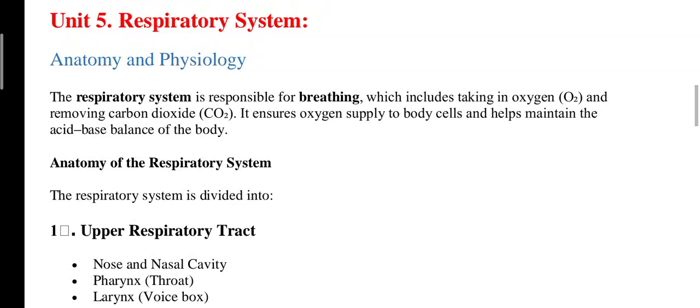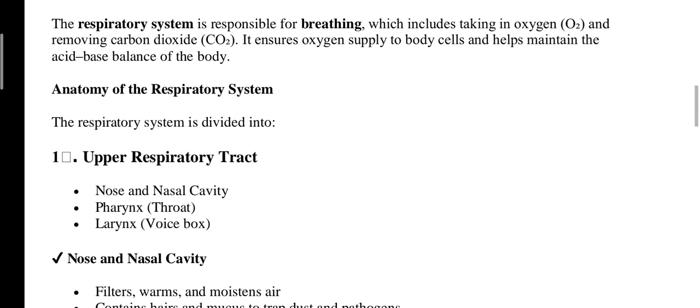So guys, now we see unit number 5, respiratory system, AMD 520. In which we see first the anatomy and physiology of the respiratory system. The respiratory system is responsible for breathing, which includes taking in oxygen and removing carbon dioxide. It ensures oxygen supply to body cells and helps maintain the acid-base balance of the body.